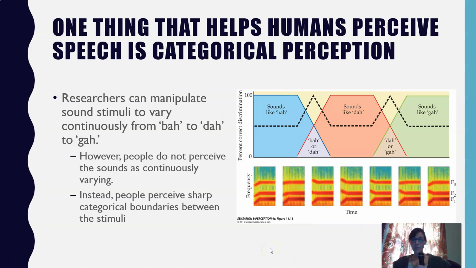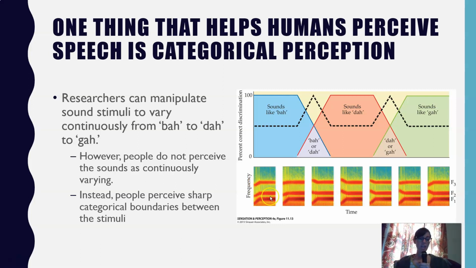One of the ways that we can look at this is that researchers can manipulate sound stimuli that vary continuously from ba to da to ga. Notice each of those. Ba is at the front of the mouth, produced with the lips. Da is produced on the alveolar ridge, and ga is all the way in the back with the movement of the velum or soft palate. So they're produced in slightly different areas.